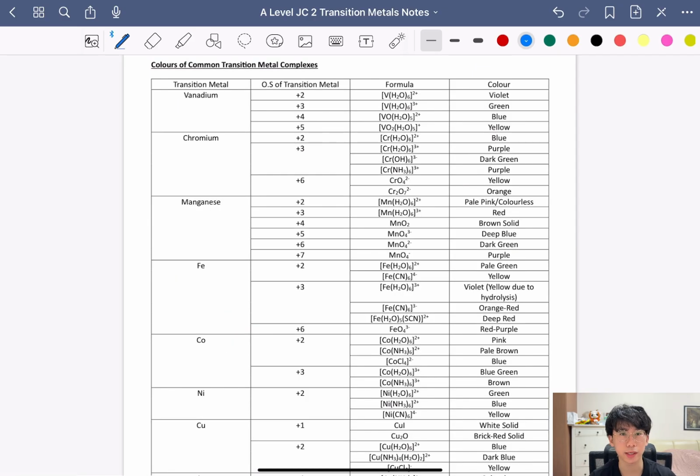Lastly, as a little bonus, I've also added a whole table of all the colors of your transition metal complexes that you should know for the exams. Now, I highly recommend that you take this page and you just spend a few hours and memorize this whole page, because surely enough in the exams, they will test on the different colors of your transition metal complexes, and they will expect you to know the colors of different solutions and the color changes that are observed from, for example, a ligand exchange reaction.